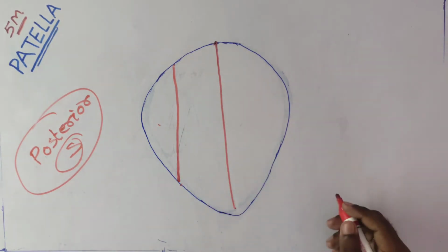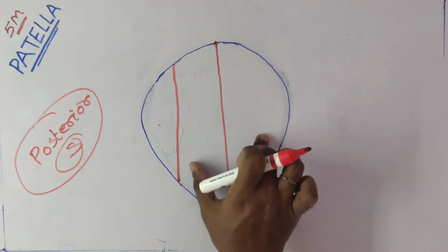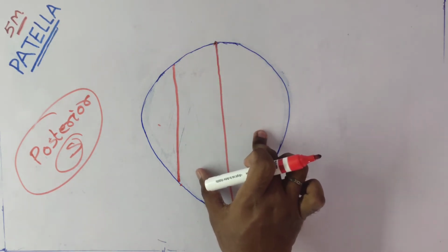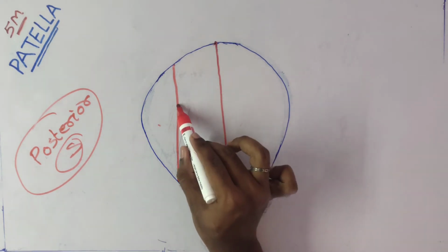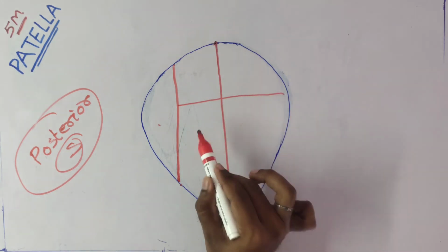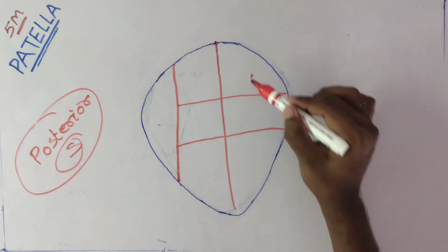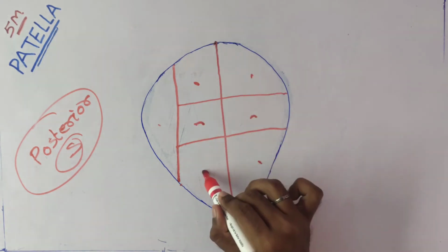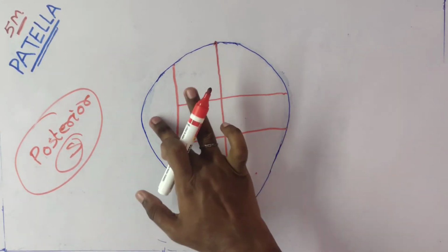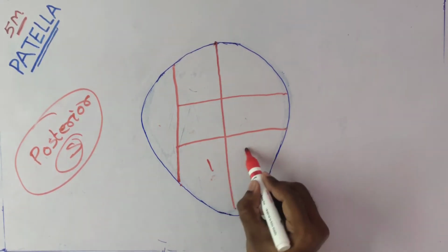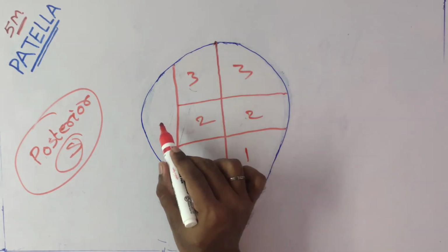Next, the rest of the medial portion and the lateral portion: these two portions of the articular surface are divided by two transverse lines into three pairs. That means we have to draw two transverse lines like this. So it is divided into three parts: 1, 2 and 3. Next, we will name these parts: 1, 1, 2, 2, 3, 3, and the medial strip area is 4.